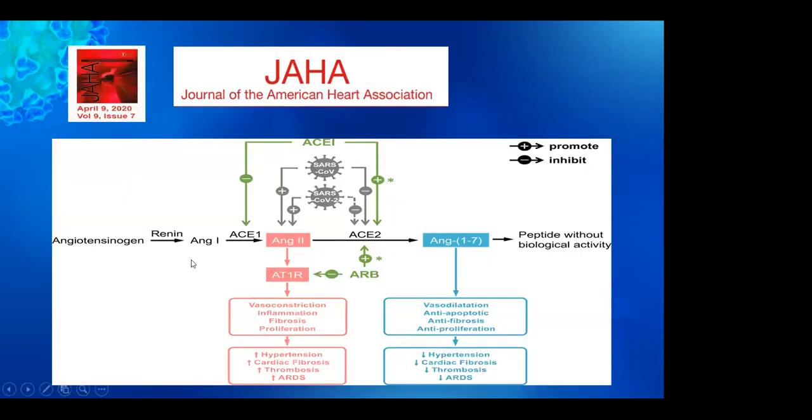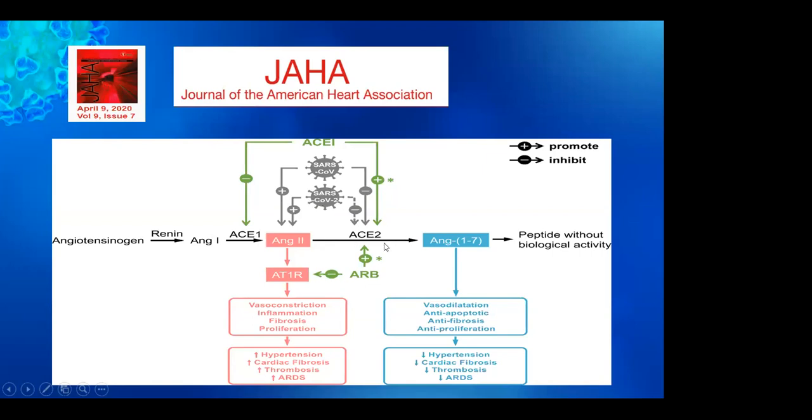We can see angiotensinogen is converted into angiotensin 1 by renin, then angiotensin 1 is converted to angiotensin 2 by the ACE1 enzyme. At this level, what is the usual mechanism? Angiotensin 2 is acted upon by ACE2 and converted to a very useful protein, angiotensin 1-7. What are the effects? It causes vasodilatation, and has anti-apoptotic, anti-fibrotic, and anti-proliferative effects. These combined effects decrease blood pressure, fibrosis, and thrombotic events, and decrease ARDS.